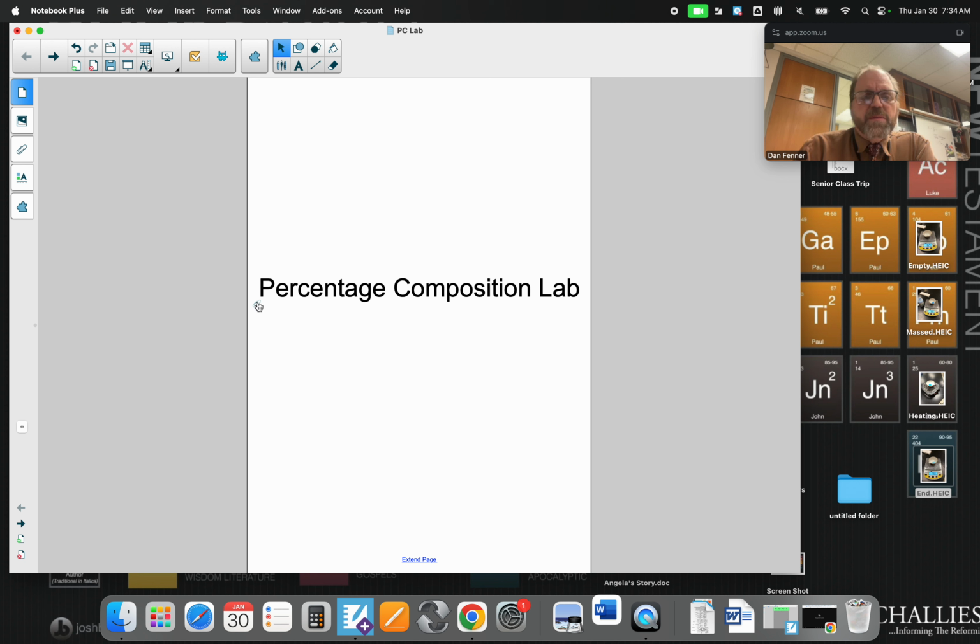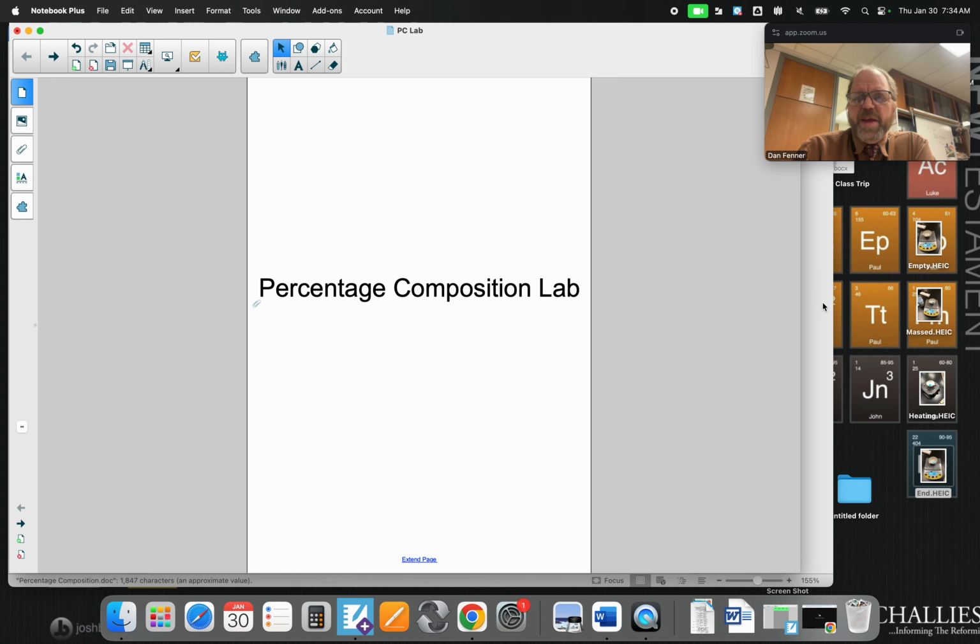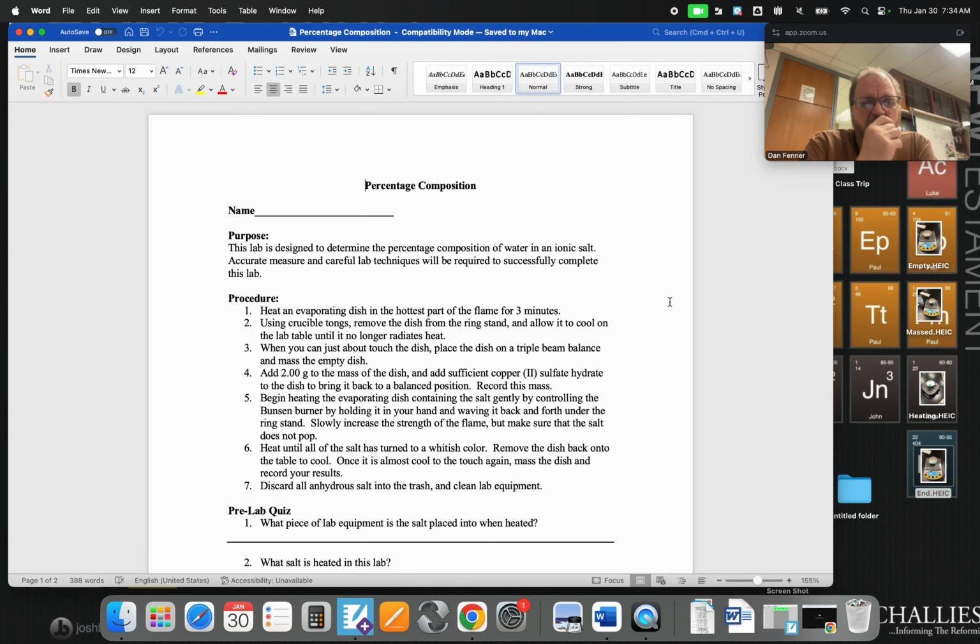It's called the Law of Percentage Composition Lab. In this lab we're going to take an ionic salt. Now, a salt is anything that is not an acid or a base that is ionic in nature. The salt we're going to use is copper 2 sulfate. It's actually called copper 2 sulfate pentahydrate because it has 5 molecules of water in it. We're going to drive the water off, and what's left will be just copper sulfate. So we'll find out what percentage of that copper 2 sulfate pentahydrate is water using the process of percentage composition.